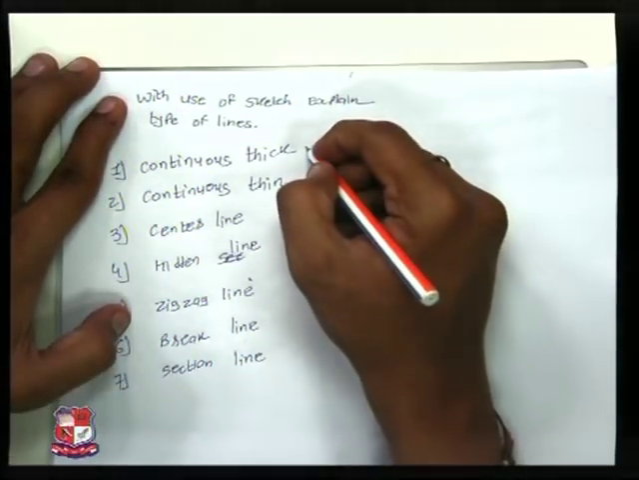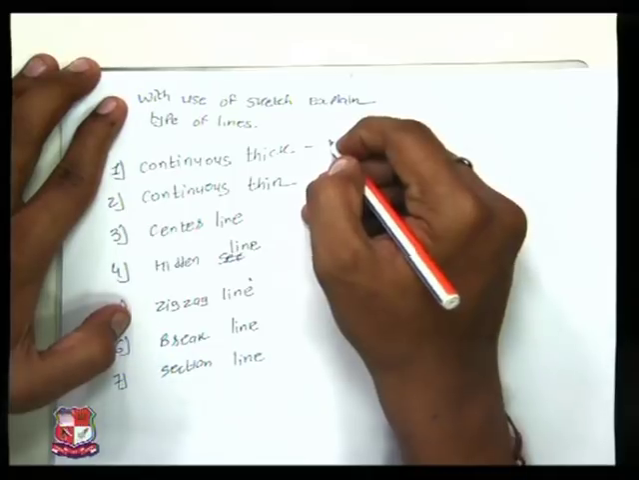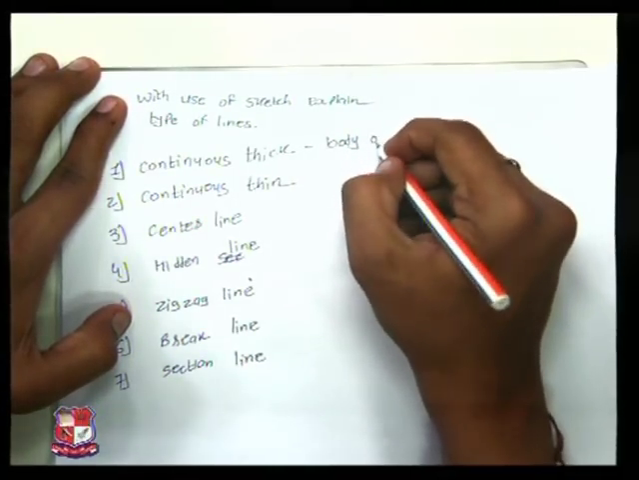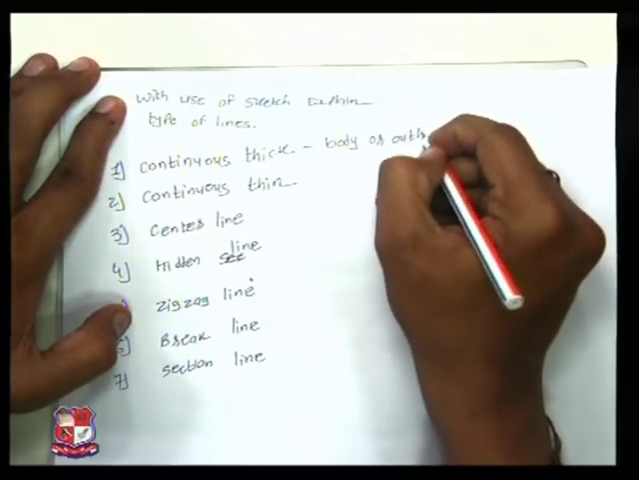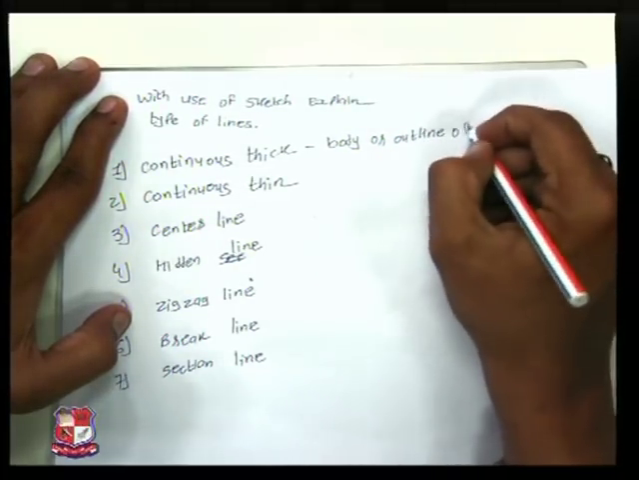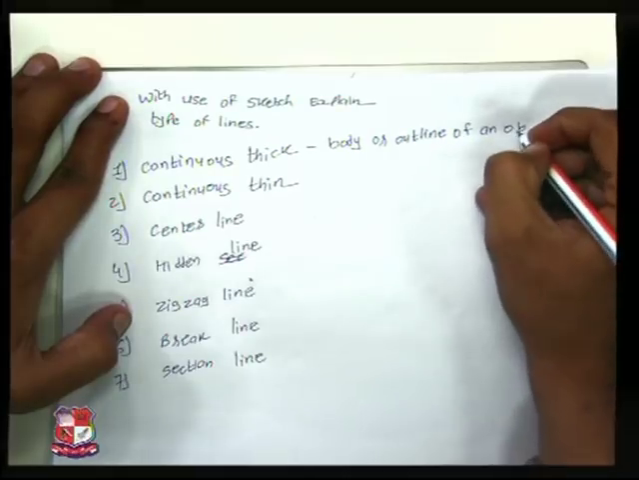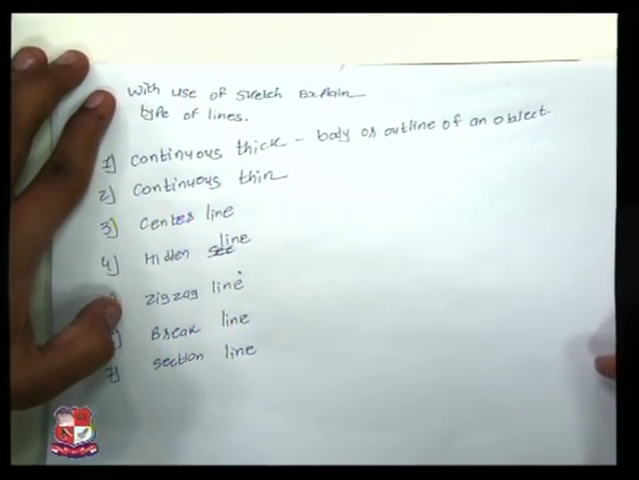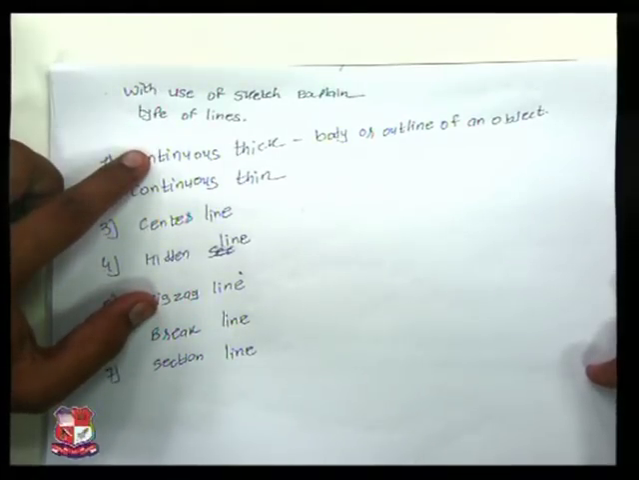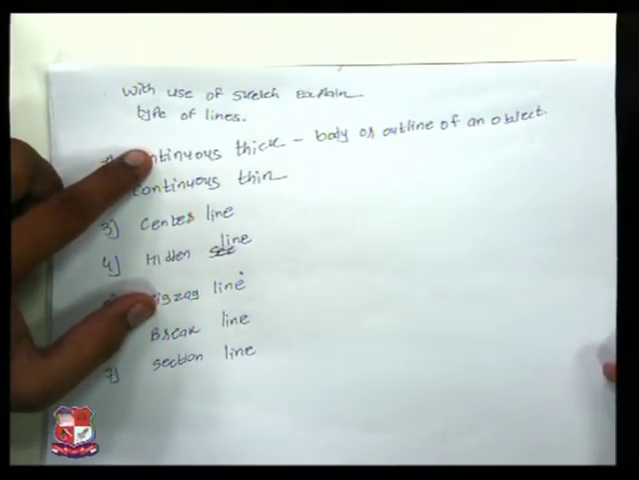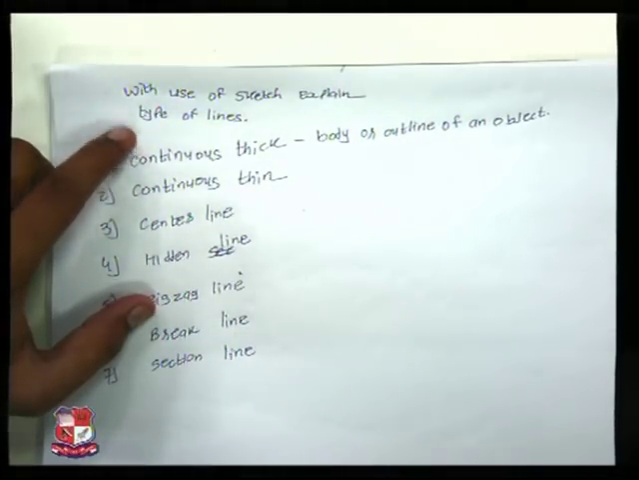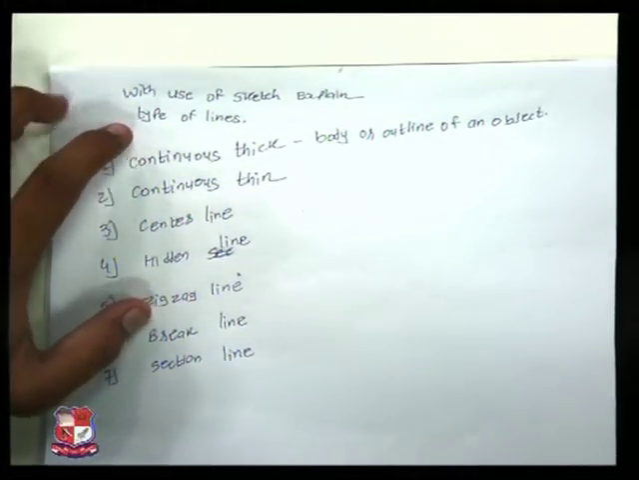Continuous thick line: body or outline of an object. The outline portion of any object is a continuous thick line. Why are we using a continuous thick line? So that the main portion is visible properly.